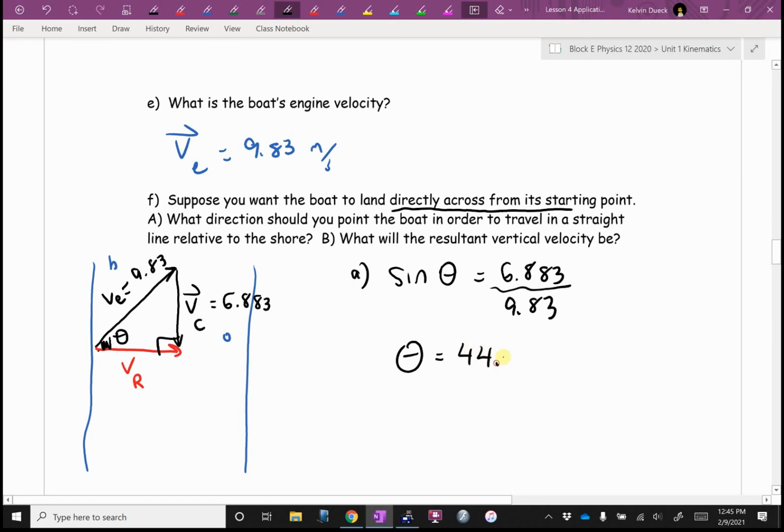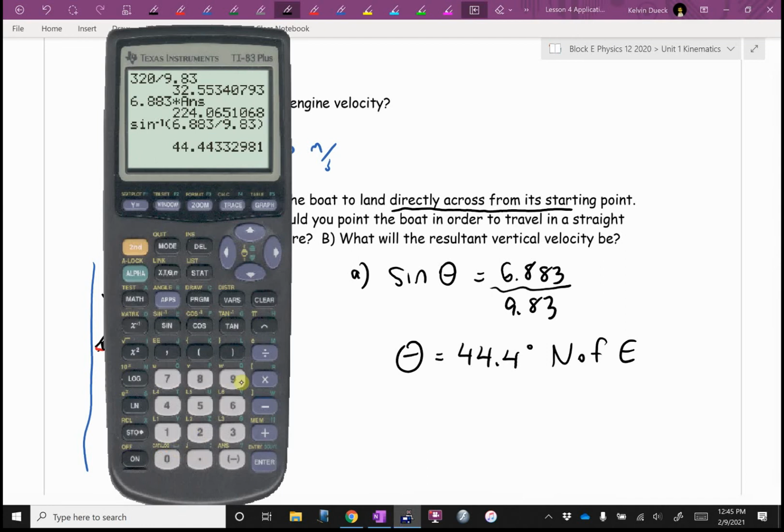North of south, east of west, what of what? North of east, nice. Good. Or 90 minus that, 45.6 degrees east of north, but probably most of us would do it that way.